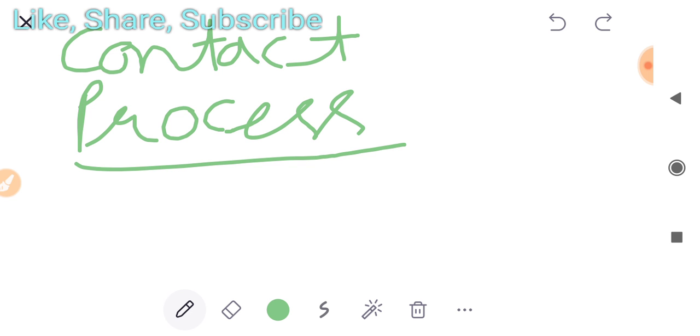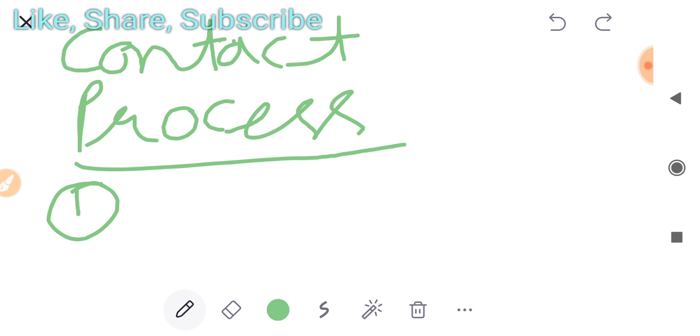You do not have to understand the whole process, you just have to remember the steps. Okay, because in the exam only the steps will be asked. So don't go into too much detail of this process. Just understand the topic.